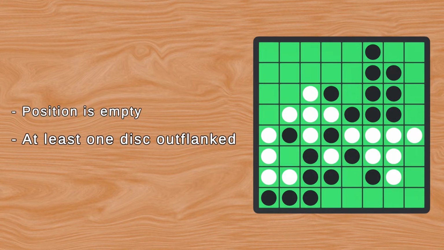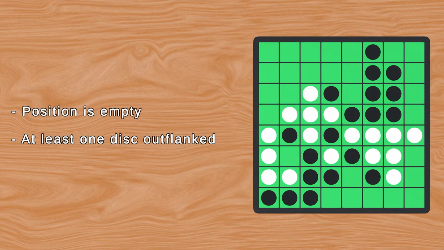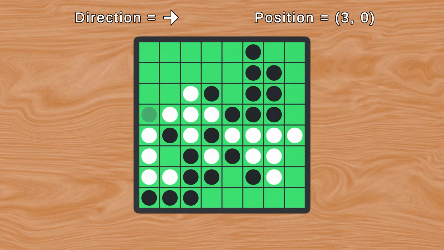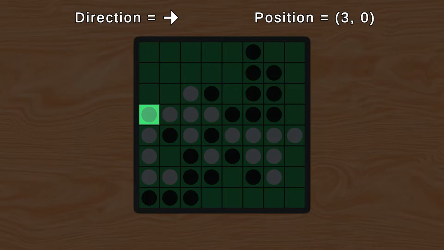Figuring out which disks will be outflanked requires more effort. We will reduce it to a simpler problem. Which disks will be outflanked in a given direction when placing a disk at an empty position? In this example, black is the current player. Here is the idea. From this position, we repeatedly move in the given direction. If we find one or more consecutive opponent disks capped off by one of the current player's, then all the opponent disks we have seen will be outflanked.